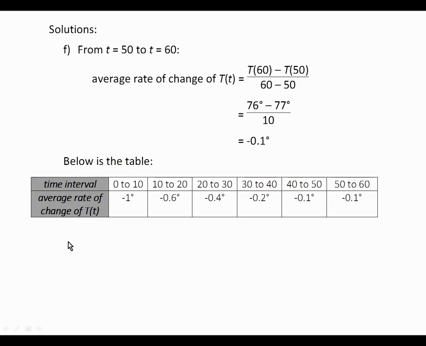So when I make the table here, remember, to get each of these calculations, like T of 10 minus T of 0 over 10 minus 0, T of 20 minus T of 10 over 20 minus 10, T of 30 minus T of 20 over 30 minus 20, T of 40 minus T of 30 over 40 minus 30, and so on like that. And then part G was to figure out what the value from part F for t equals 0 to t equals 10 means. So we want to know, what does this negative 1 degree mean? That's the final question of this example.